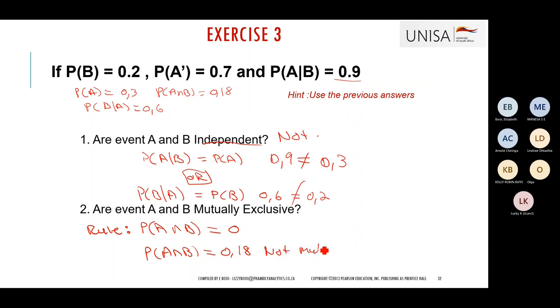Not mutually exclusive. If the answer here was zero, then we would say they are mutually exclusive. If the answer for the probability of B given A was 0.2, then we would say they are independent. If the probability of A was 0.9, we would say they are mutually exclusive, but they are not, and they are not independent. Because they are not independent and not mutually exclusive, that's how you will answer the question in the exam. So let's move on and look at how else they ask you questions in the exam.